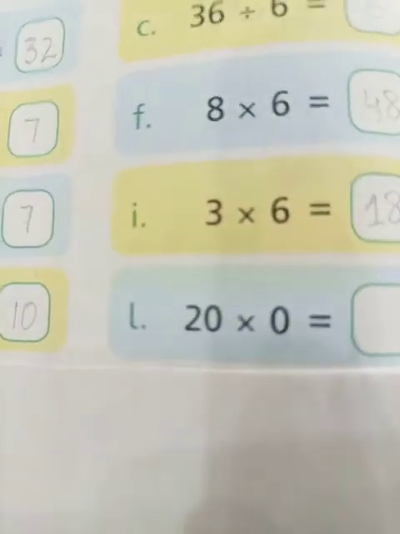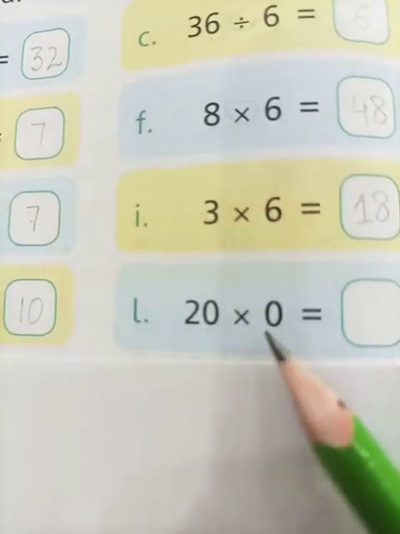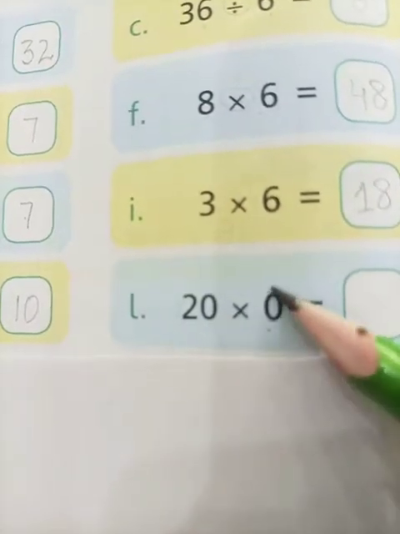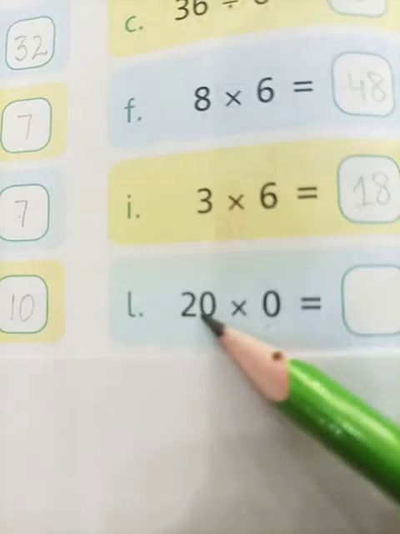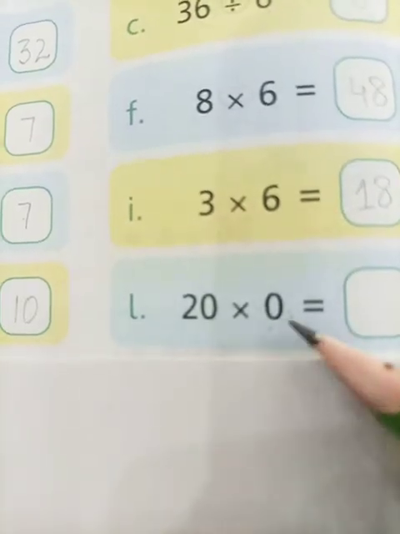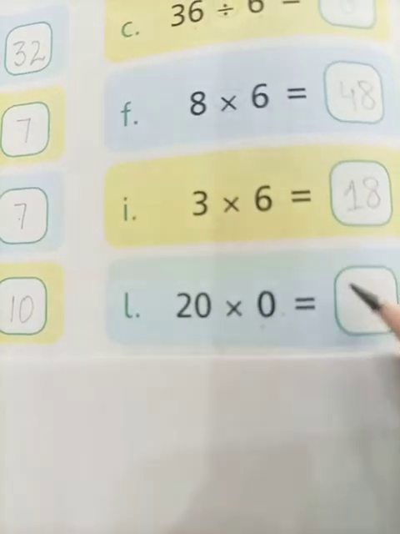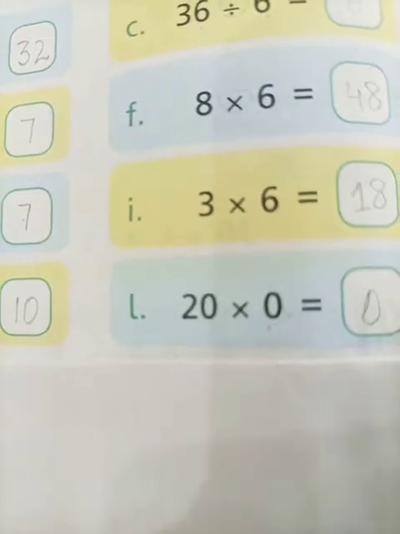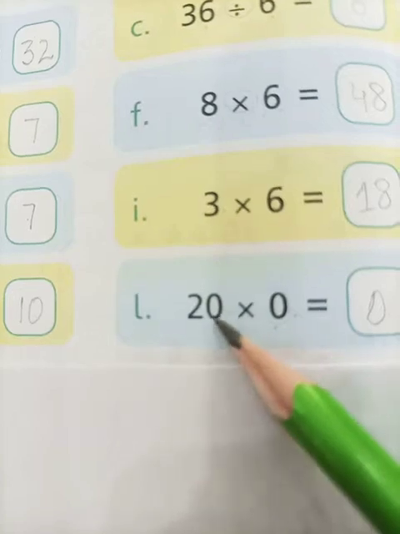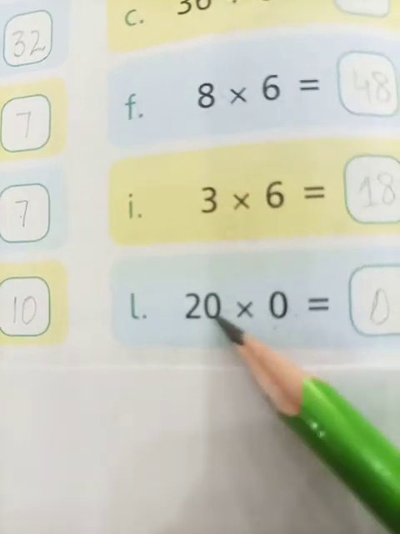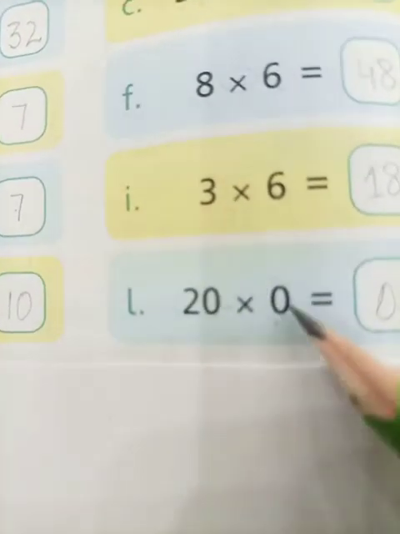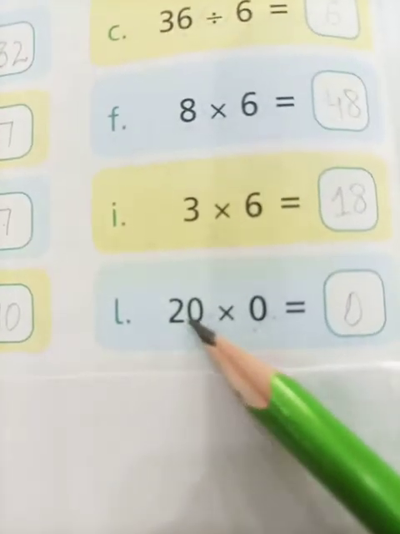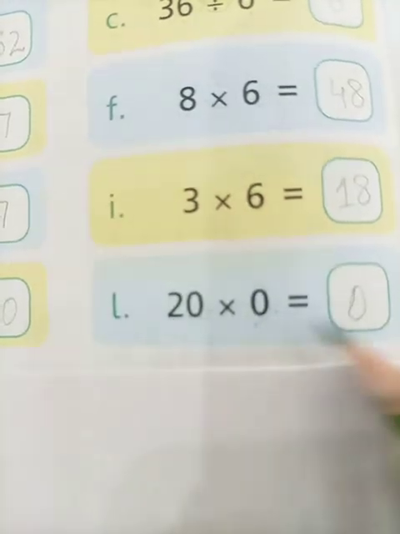Next is part L, in which you are going to multiply 20 with the number 0. So students, look at this, when we are multiplying a digit with the number 0, our answer is 0. So 20 times 0 is 0. Remember one thing: when we multiply any number with 0, because 0 is our magical digit, that number will become 0, just like this.